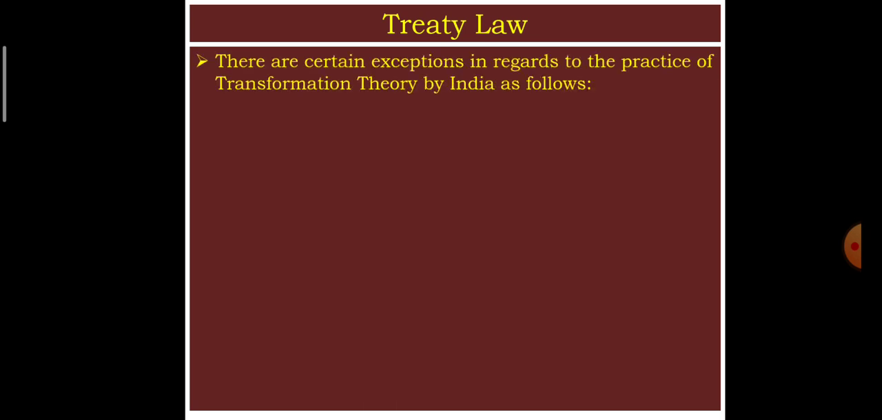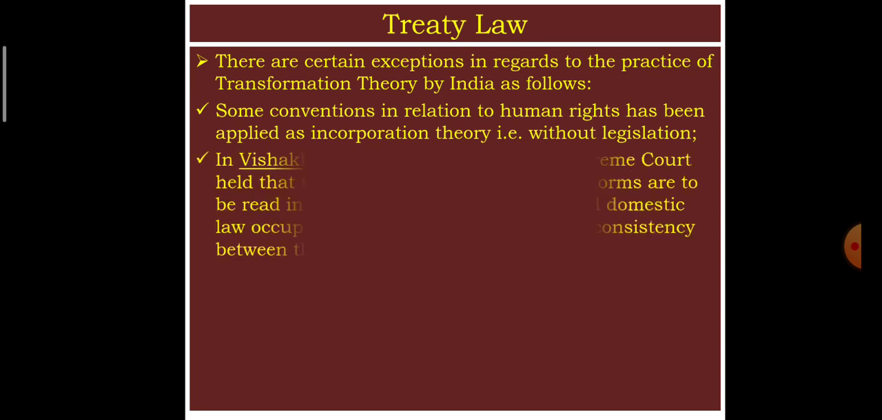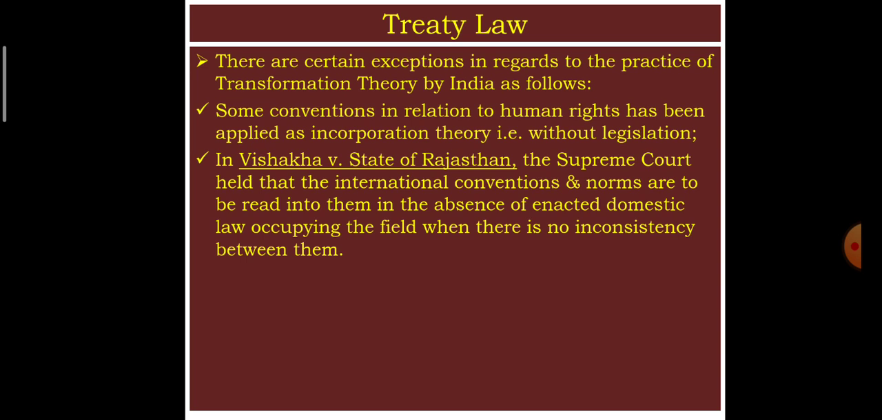There are certain exceptions, that is, we are transforming and enacting laws for treaty laws, but there are certain exceptions. What are they? Some conventions in relation to human rights have been applied as incorporation theory, not as transformation theory. That is, we have accepted the treaty laws without making any enactments, that is, without legislation. Our foreign ministry has attended those conferences and signed those agreements, but we haven't made any enactments.